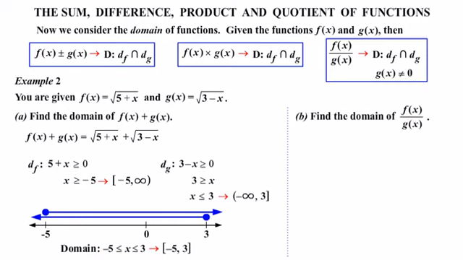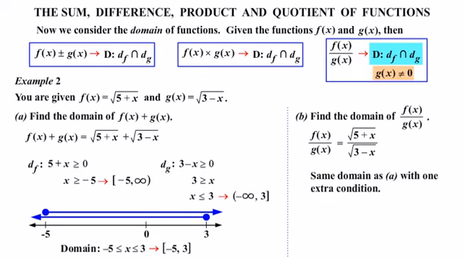Find the domain of f(x) over g(x). So this time we're looking at our quotient. Let's just write that out first of all. We've got the square root of 5 plus x over the square root of 3 minus x. Now if we look up the top here, we can see that the domain is the domain of f intersecting with the domain of g. But we've got that special condition there, g(x) can't equal 0.